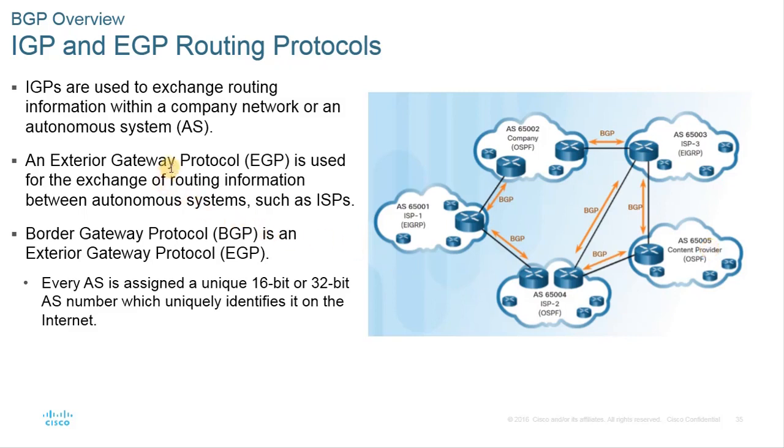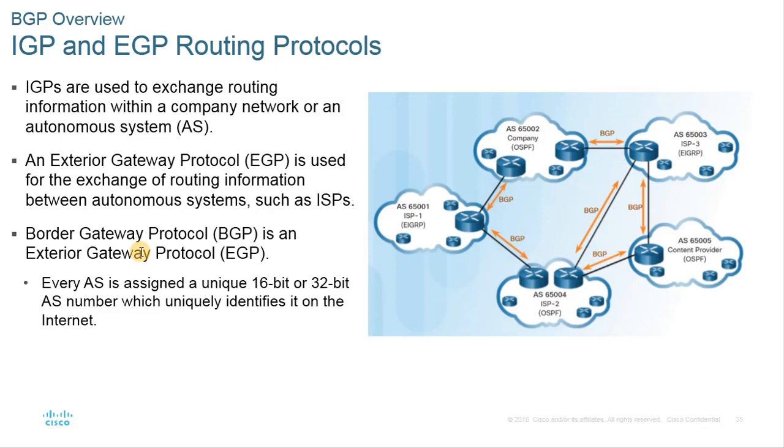Then we have the exterior gateway protocol, or the EGP, used for the exchange of routing information between autonomous systems such as the ISP. Okay, so let's say for example we have an ISP here. So this is the ISP belonging to this autonomous system, and this is the ISP belonging to this autonomous system. So the interconnection between the two is EGP, alright, or the routing information that they need to exchange. Then we have the border gateway protocol, which is an exterior gateway protocol. Alright, so therefore EGP is BGP between ISPs.